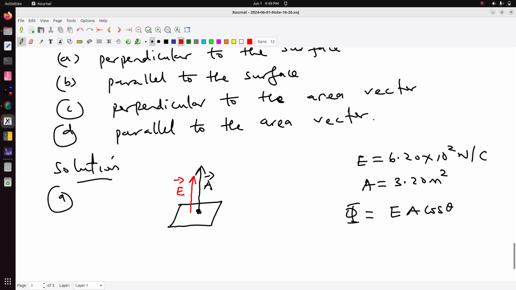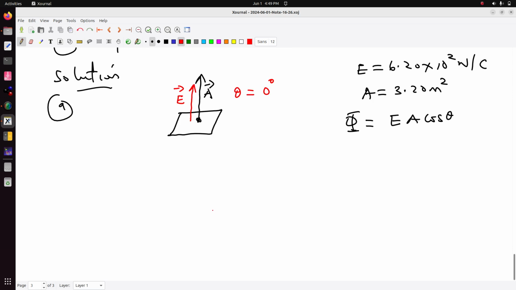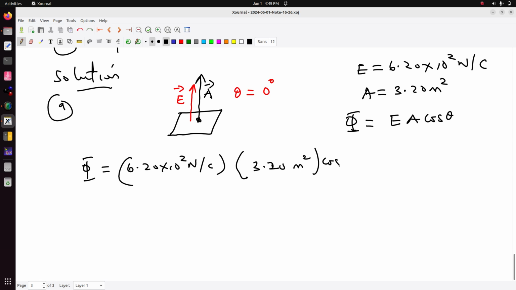Now, if you look at these two cases, the area vector is pointing upward, the electric field vector is also pointing upward. So it means the angle between the two is what? Is 0 degrees. So if you want to determine the electric flux, the electric flux equals the electric field, which is 6.20 times 10² newtons per coulomb, multiplied by the area 3.20 meters squared, then cos 0 degrees. The angle between them here is 0 degrees.